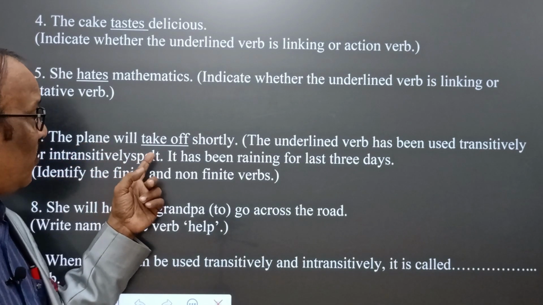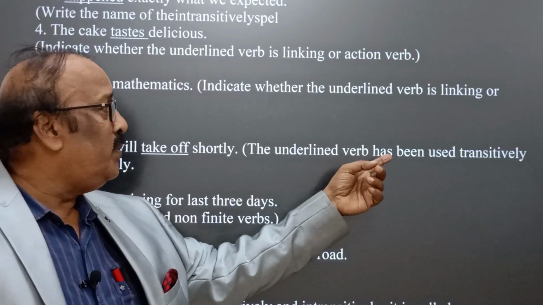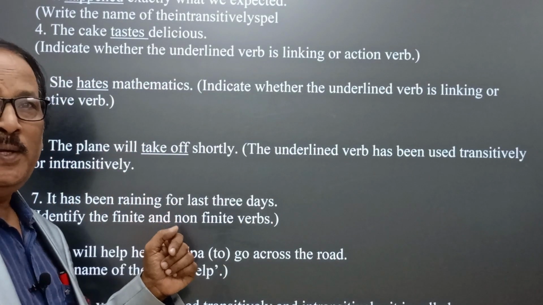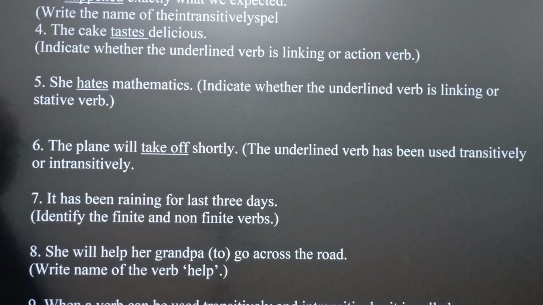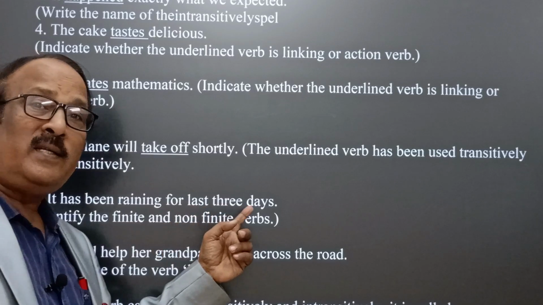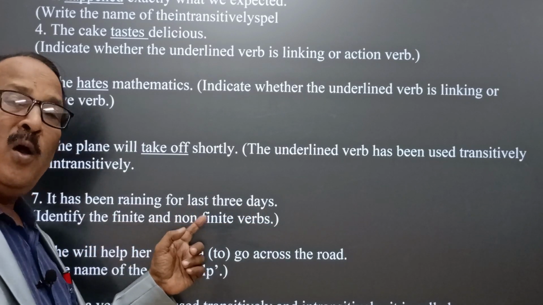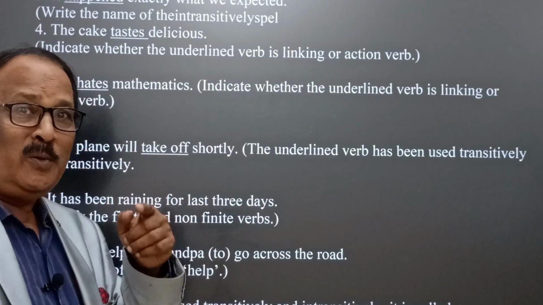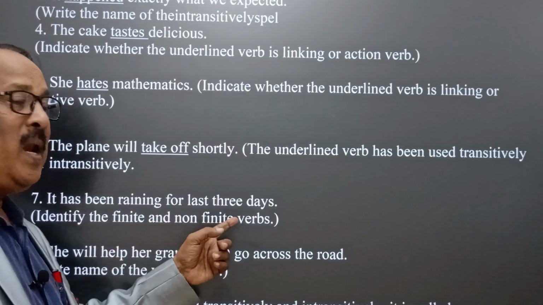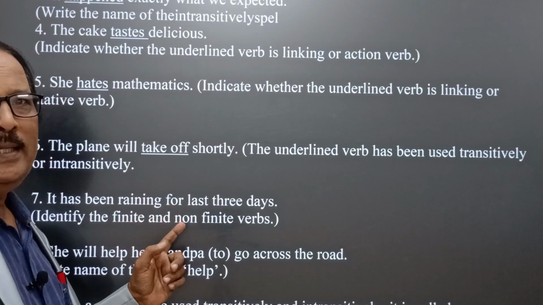The plane will take off shortly. The underlined verb has been used transitively or intransitively. You have to decide. Question number 7. It has been raining for the last 3 days. Identify the finite and non-finite verbs. So it is your duty now to decide the finite and non-finite verbs which have been used in this sentence.